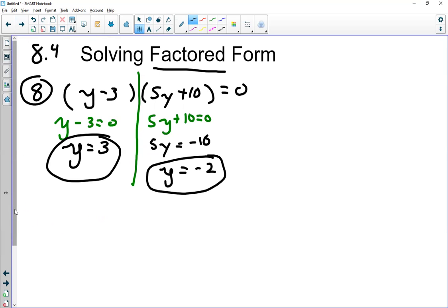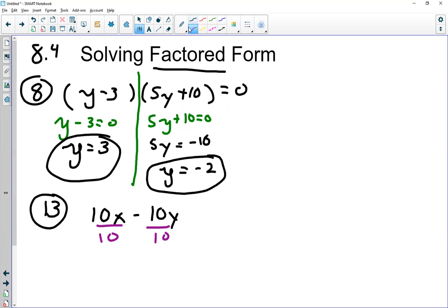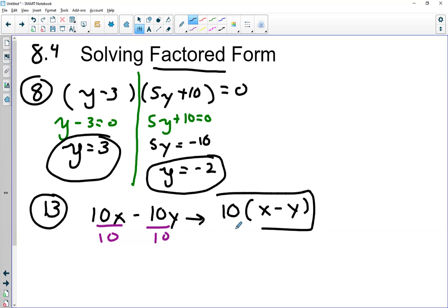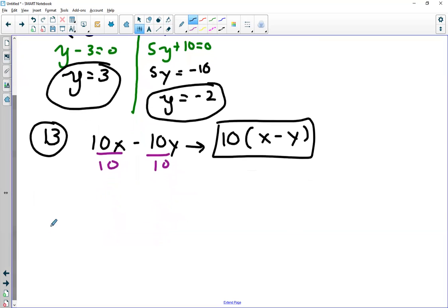Okay, next one. Number 13 is just asking you for this skill, which shows up in a lot of other ones: just factor out what's in common. So 10x minus 10y. The only thing in common between these two is 10. Not equals 0, not in this section. This is just practicing factoring out what's in common. So we take the 10 on the outside: 10 times (x minus y). Can we factor anything else from x minus y? No. So we're done. This is still 8.4.